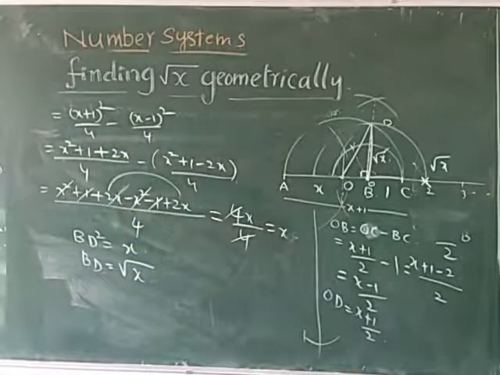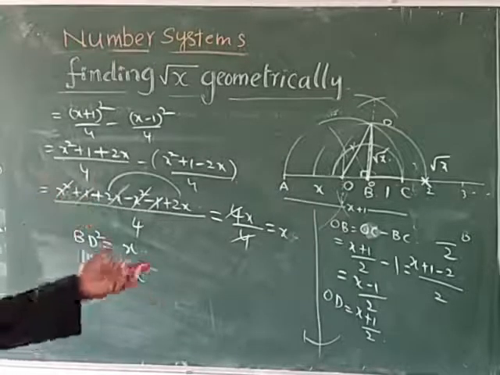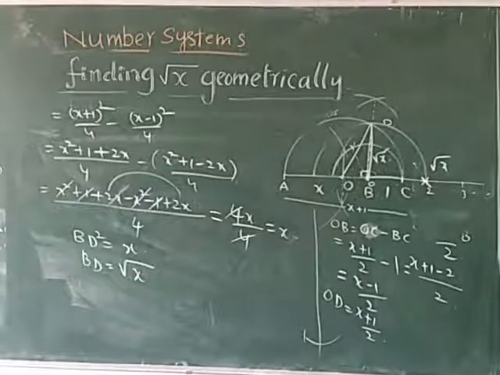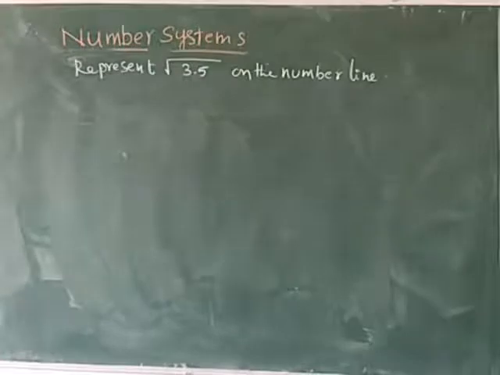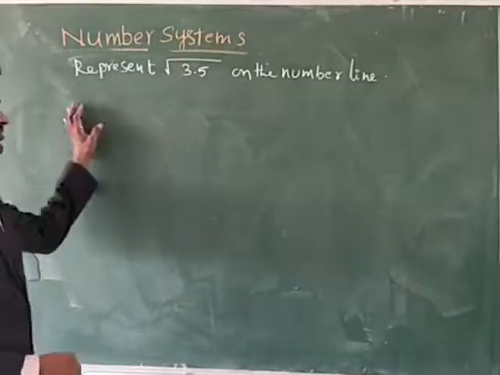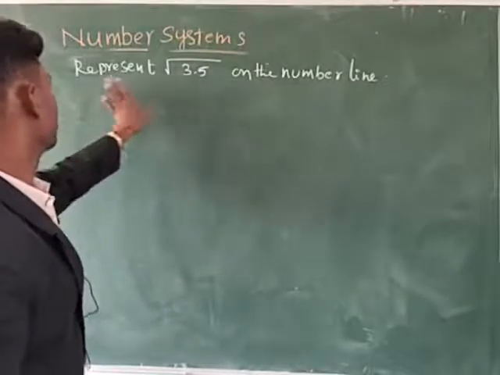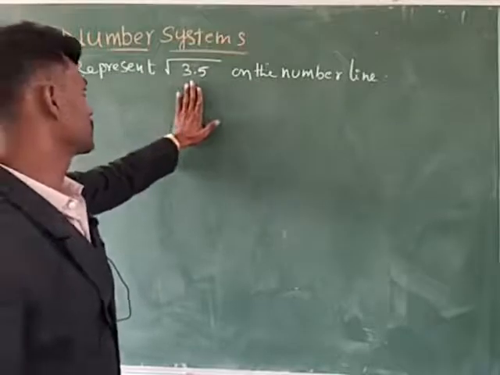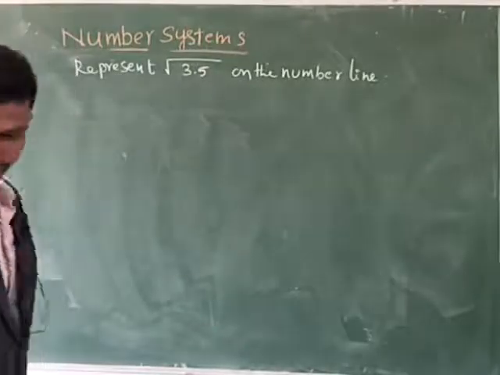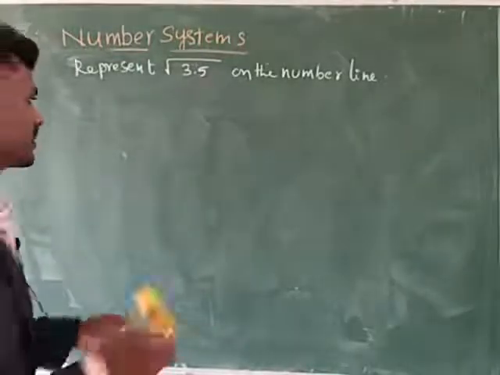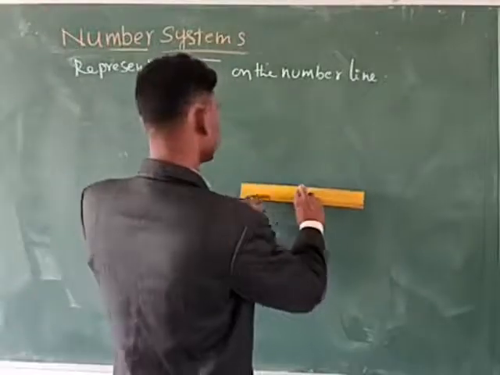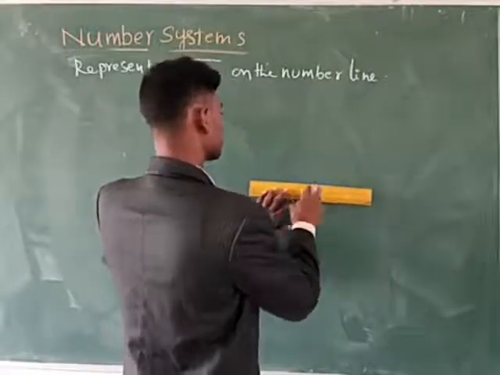Now we will discuss one problem, then you will understand each and everything. Listen. Okay, next problem. This is in your NCERT example problem. Represent root 3.5 on the number line. First you have to draw the 3.5 units with the help of the scale. 3.5 units. Okay.